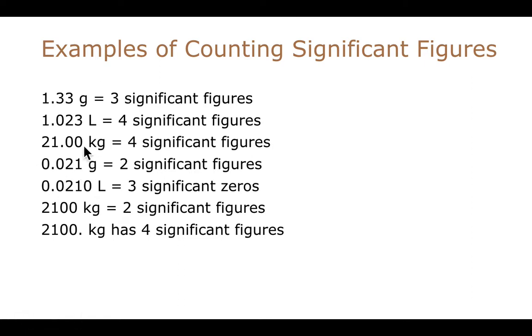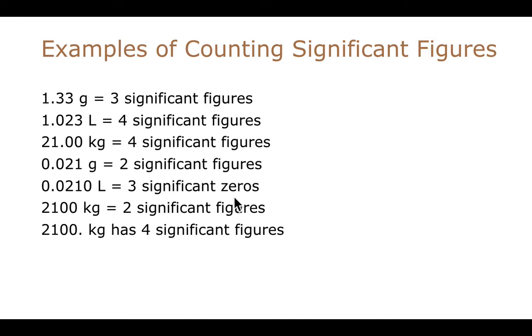Okay, now let's combine these two rules here. So let's name these. We've got leading placeholder zeros, never significant. Now we have a final 0. This is where we have to check. Is it after a decimal place? Is there a decimal in the number? Yes. Why do we have it there? We have it there to show our estimated digit. So we've got 1, 2, 3 significant zeros.